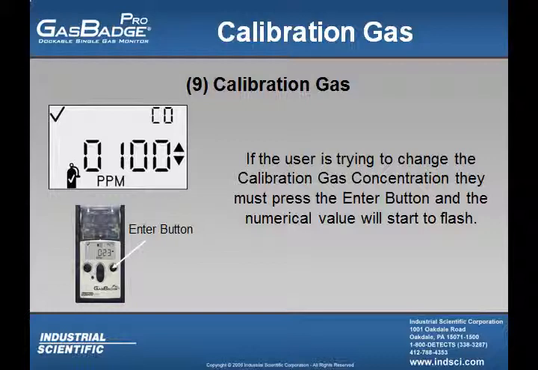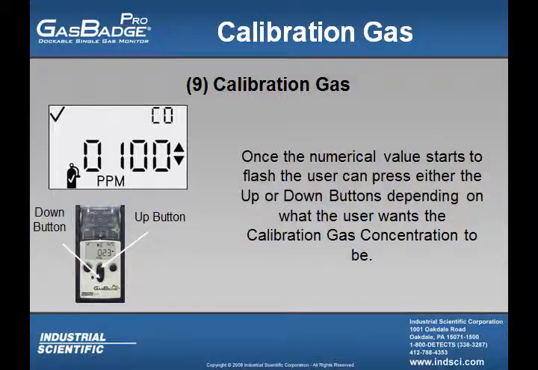If the user needs to change this value, they must first press the enter button, and the numerical value will begin to flash. After the enter button is pressed, they can now use either the up or down buttons to change this value to what they want the value to be.